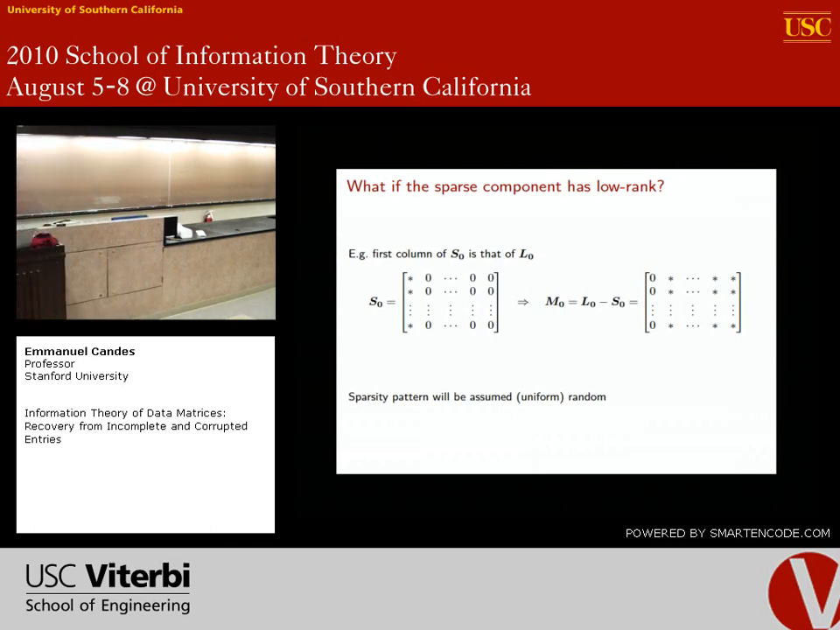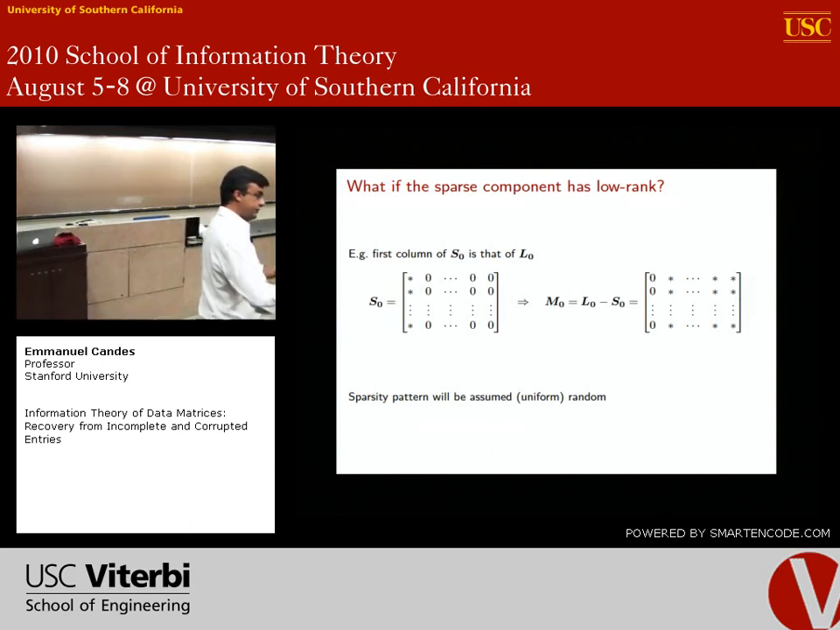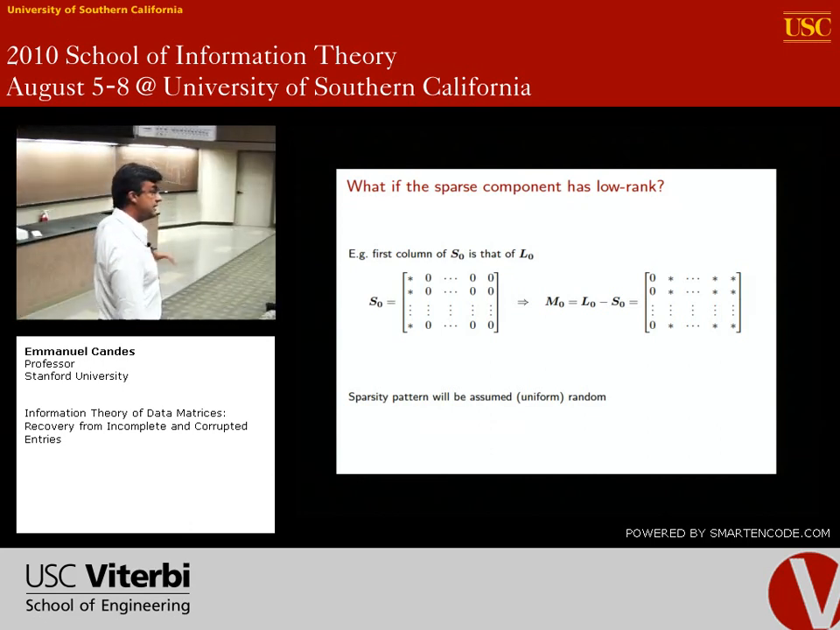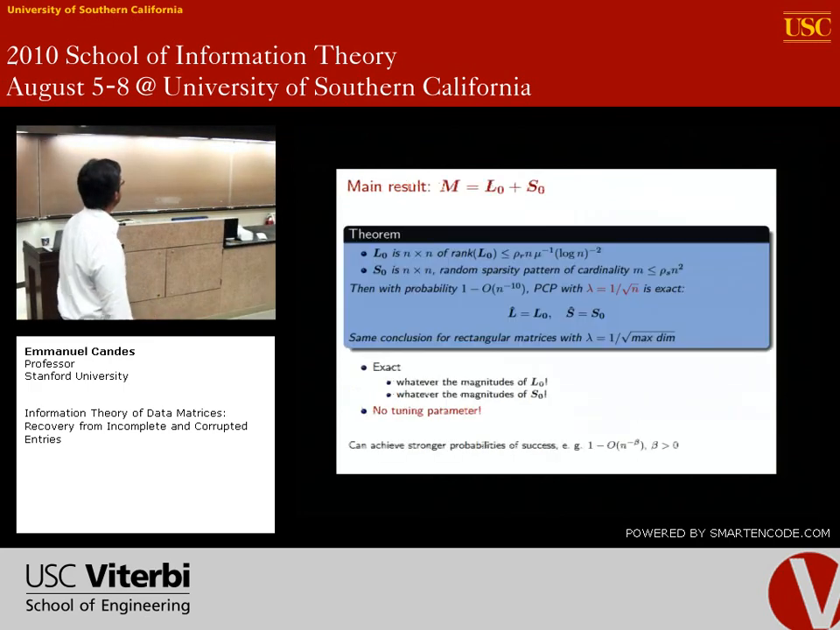So what Iwei can do is mess up entries, but he's going to sample a random set of entries, and then he looks at the low rank part. He can do whatever he wants, but he has to mess up a set of entries that has been chosen at random.